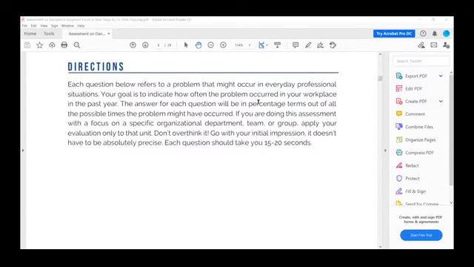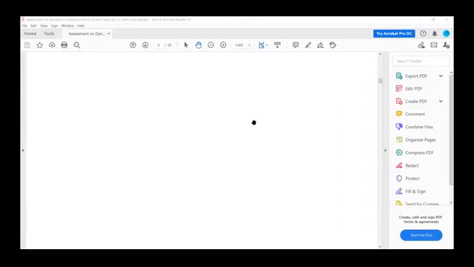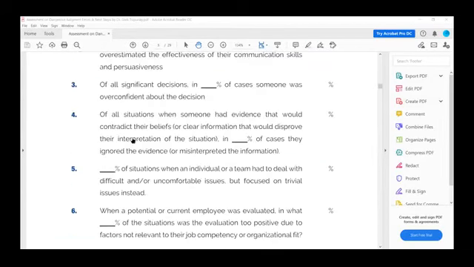So this should be pretty quick. What you want to do for each question is indicate how often it occurred in the past year as a percentage of all the times when it might have occurred. Don't take too long with each question. It should take you maybe 10 to 15, 20 seconds for each one. So let's go to number 6 first.